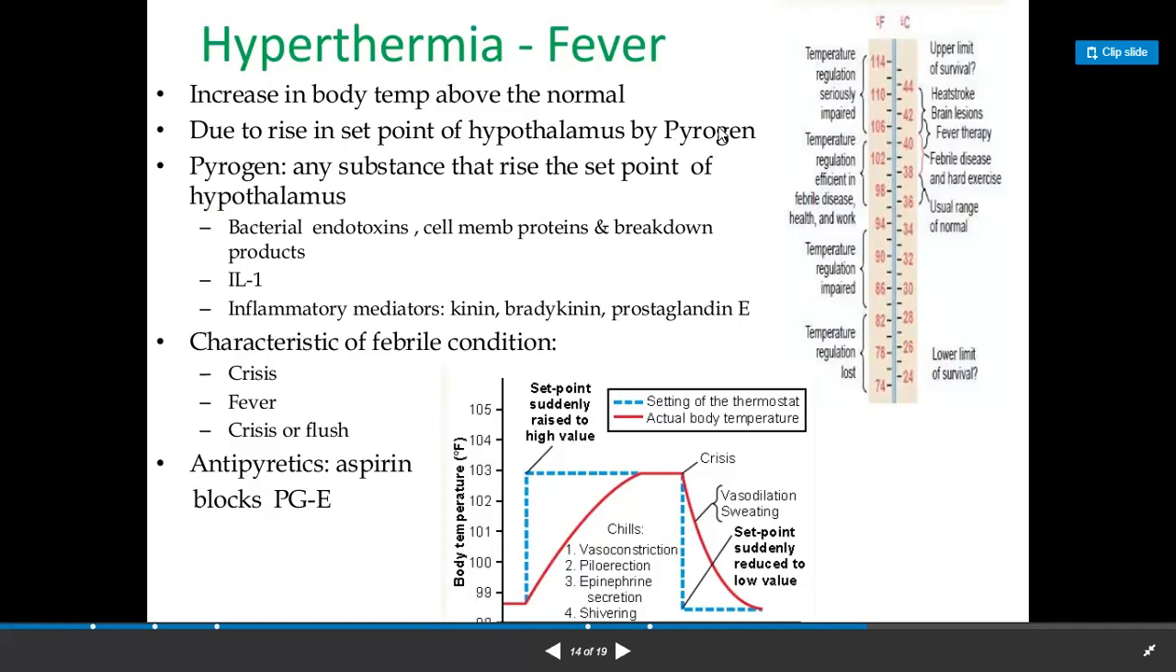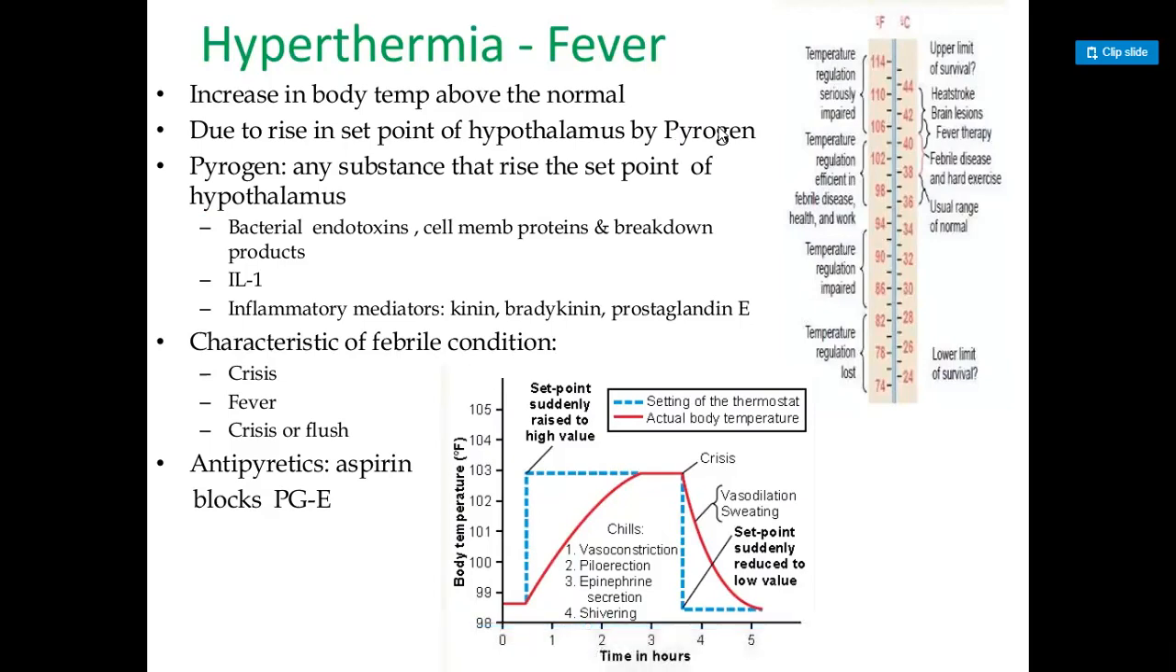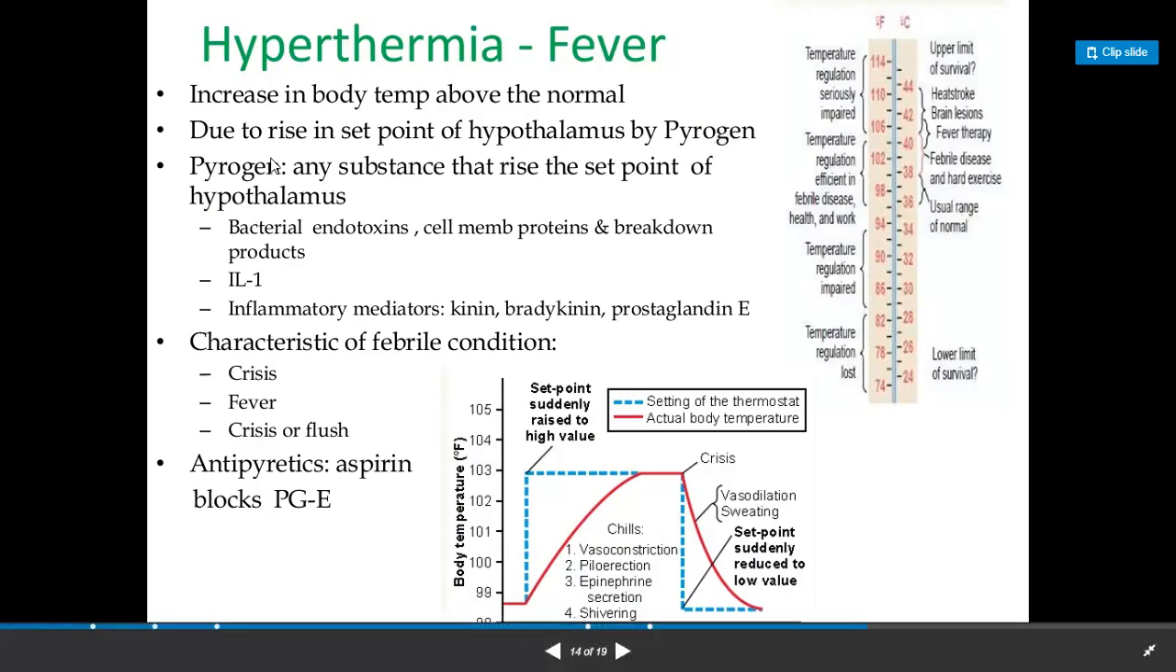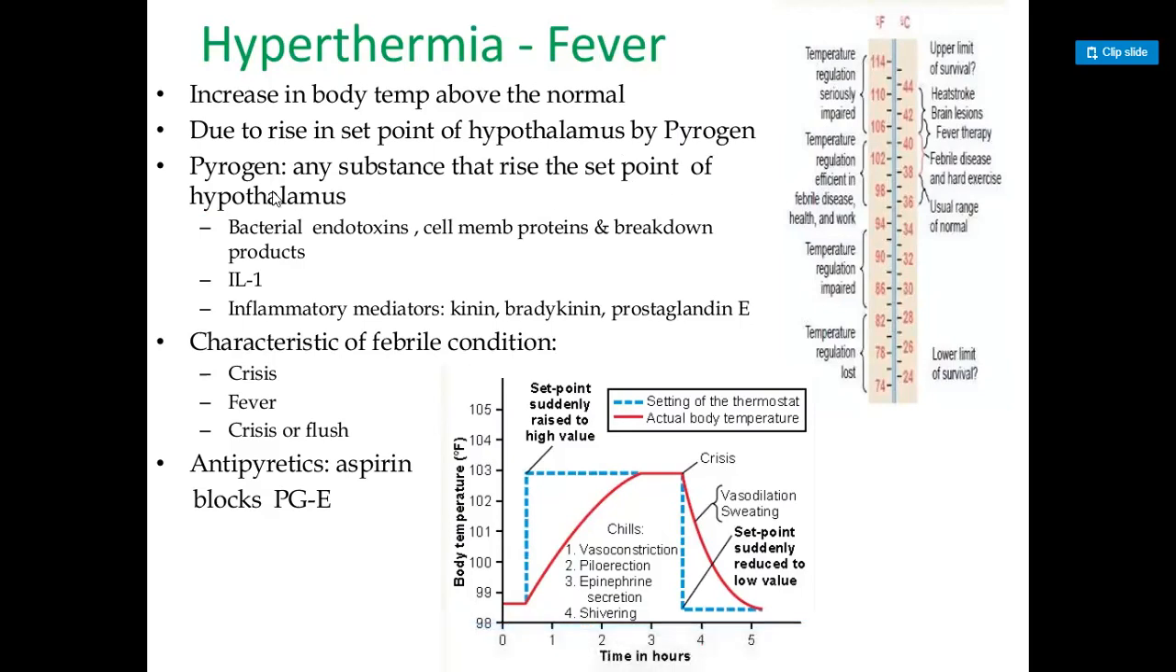So pyrogen is anything that will increase your body temperature. Anything that will cause your hypothalamus to increase the set point of your temperature is called a pyrogen. So examples of pyrogen: any substance that raises the set point of the hypothalamus from 37 degrees to maybe 37.5 or 38 is called a pyrogen.